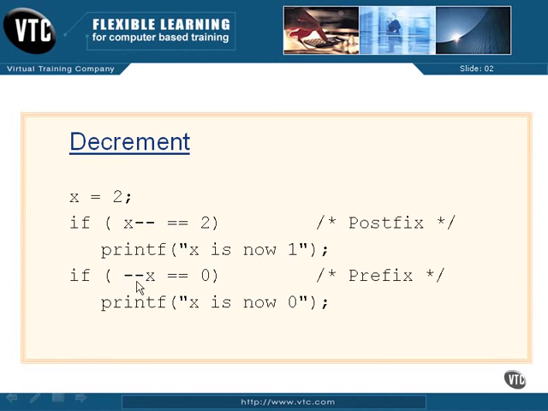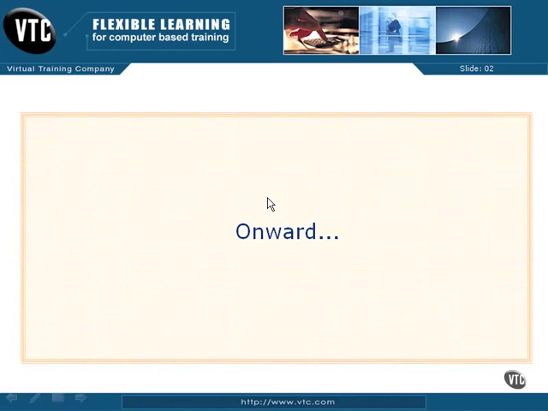If we now do a prefix decrement, --x equals 0, we decrement first. x is 1, we decrement it again before the comparison. Now it is in fact 0. This will be true, and we will say that x is now 0. So that's the increment and decrement, postfix and prefix. So now we're going to move onward with some other types, operators, and expressions.